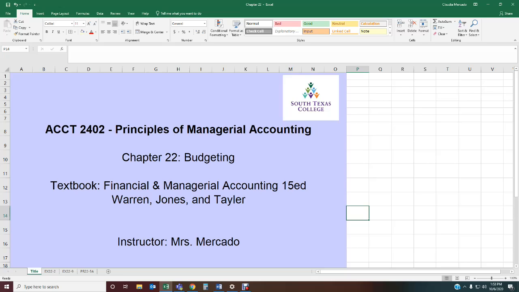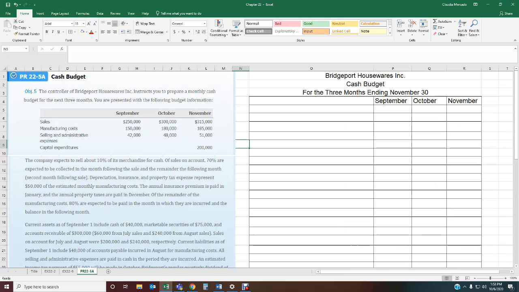This is a continuation over chapter 22, which deals with budgeting. Now this problem that I'm going to be going over deals with the cash budget. Okay, I'm going to jump over to the problem that we're going to be covering.